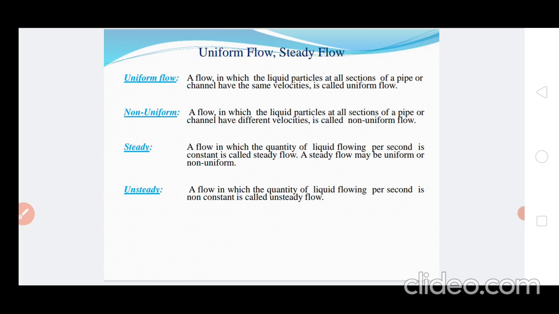Steady flow, a flow in which quantity of liquid flowing per second is constant, is called steady flow. That means when the quantity of a fluid is passing through the pipe, per second it will be constant. A steady flow may be uniform or non-uniform. On the other hand, unsteady flow, a flow in which quantity of fluid or liquid flowing per second is non-constant, is called unsteady flow.